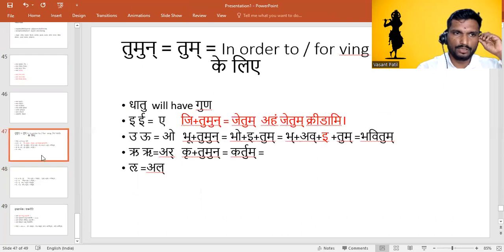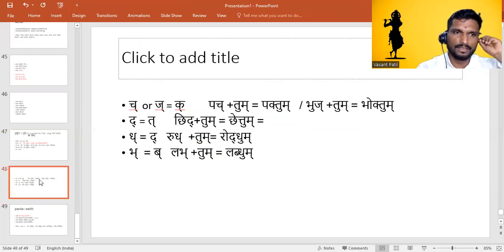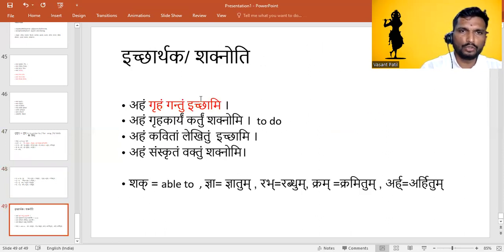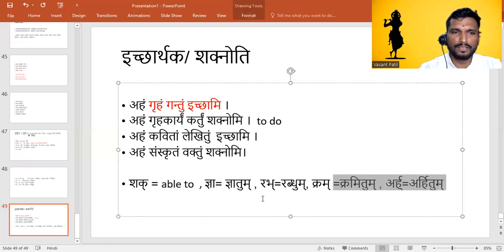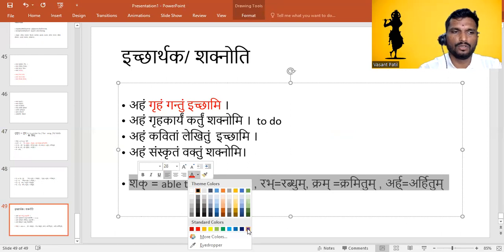Then we saw a few rules. Guna, how it will happen. Then we saw about cha, ja, the, dha. And then we saw in these two senses it is mostly used, ichchhati and shaknoti. And there are a few frequent usages in our Sanskrit, that also I wrote here.